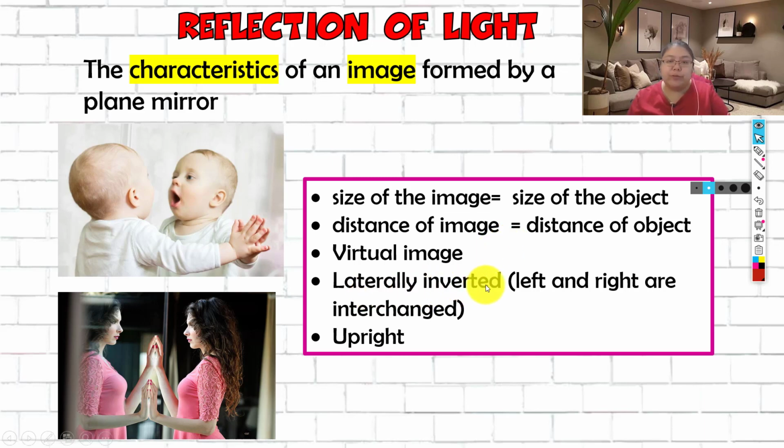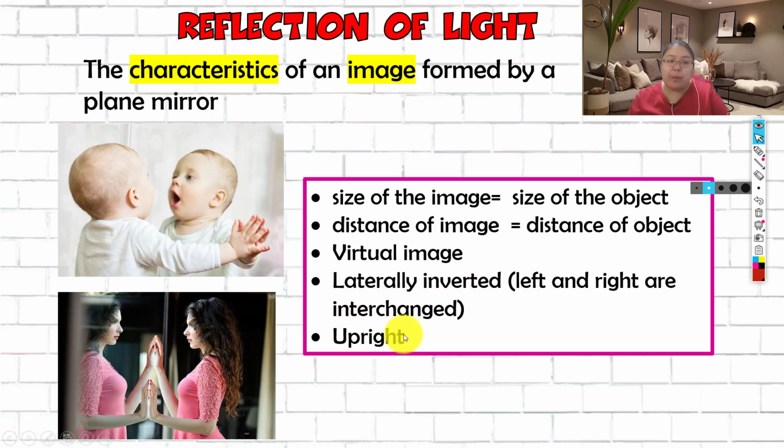Then laterally inverted means left and right are interchanged. So that means if the object, you, lift your right hand, then the image in the mirror shows the left hand. So this one we call laterally inverted, just left and right only.